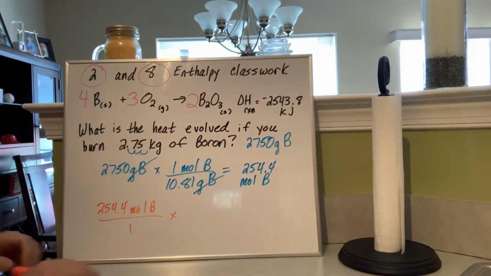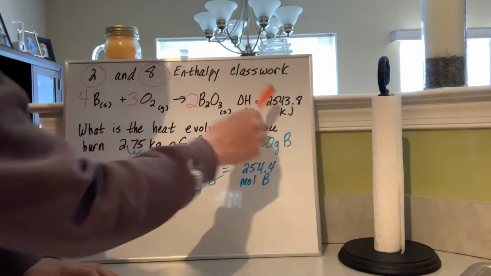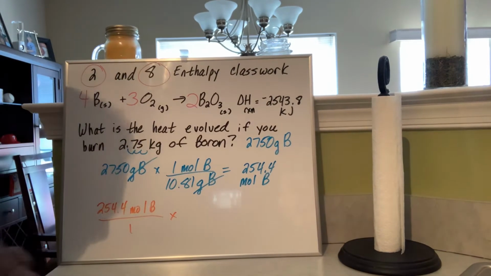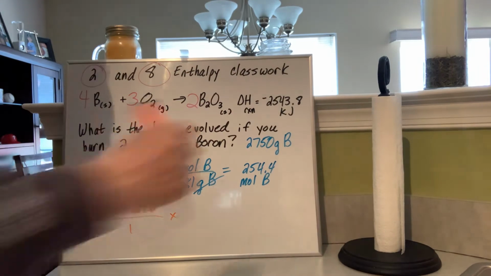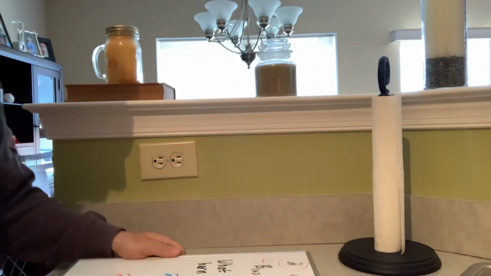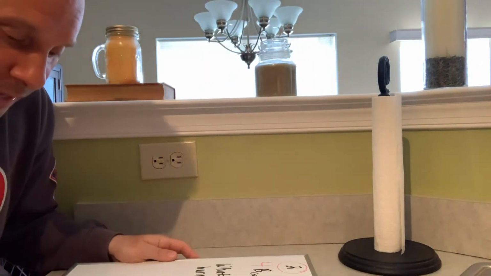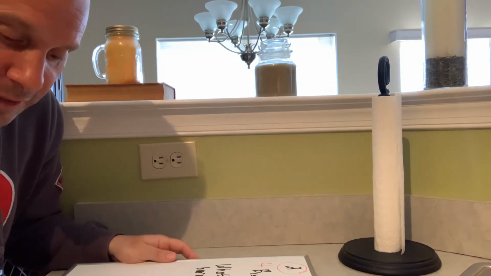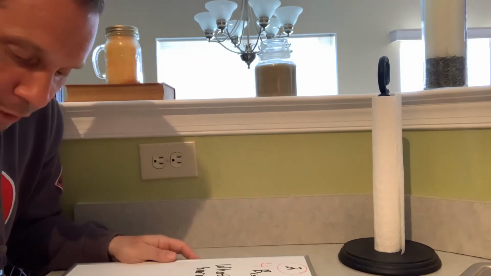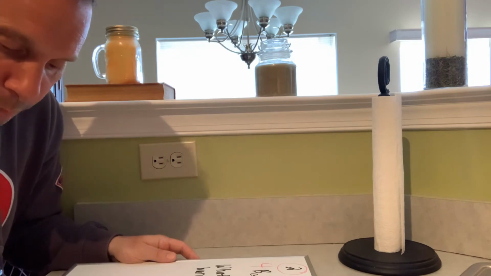Now we need to figure out the kilojoules. Well, this is the heat value for 4 moles. If I want to figure out what the heat value is for the number of moles I have, I'm going to put the kilojoules of the reaction, negative 2543.8 kilojoules per every 4 moles of boron, like this.